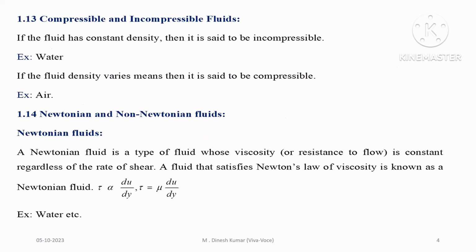So again, fluids are of two types, compressible and incompressible. If the fluid's density varies, it is compressible, for example air. Incompressible means the fluid density doesn't vary, for example water. Next, Newtonian and non-Newtonian. The fluids which satisfy Newton's law of viscosity are known as Newtonian fluids. Those that don't satisfy it are known as non-Newtonian fluids.